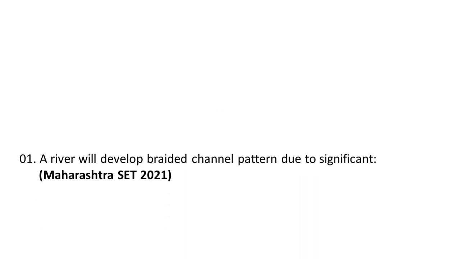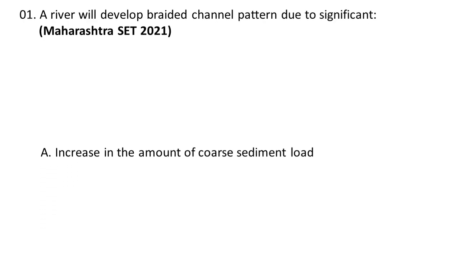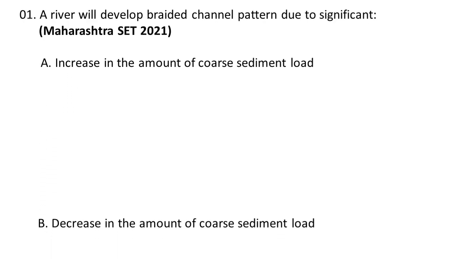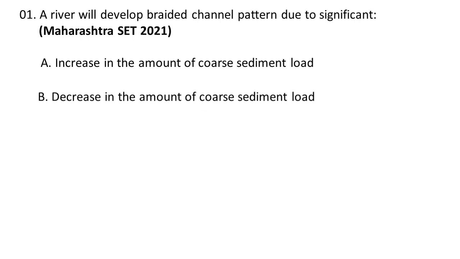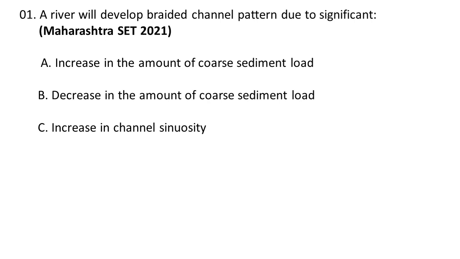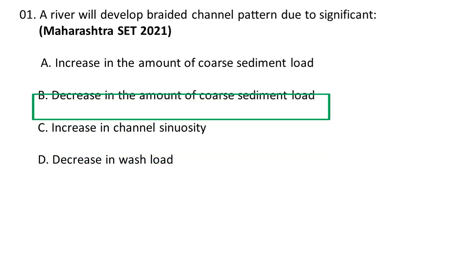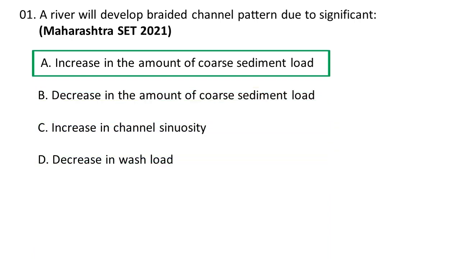Coming to the first question. A river will develop braided channel pattern due to significant. The choices are A. Increase in the amount of coarse sediment load. B. Decrease in the amount of coarse sediment load. C. Increase in channel sinuosity. And D. Decrease in wash load. So the correct option is A. Increase in the amount of the coarse sediment load.